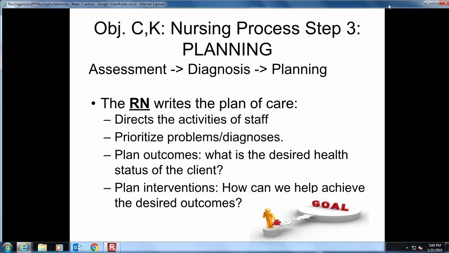During the planning phase of the nursing process, we write the care plan. Think of it as the playbook of nursing care for that patient. The nursing care plan is a culmination of data collected, which is your assessment, the nursing diagnosis, outcomes, nursing interventions, and evaluation of the interventions. It tells staff how to manage the patient based on the patient's individual needs or problems.